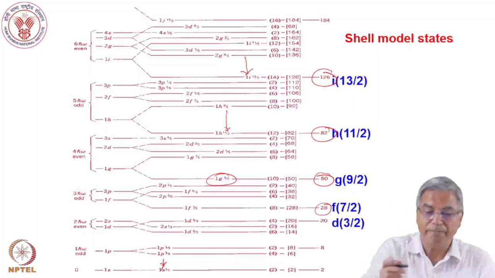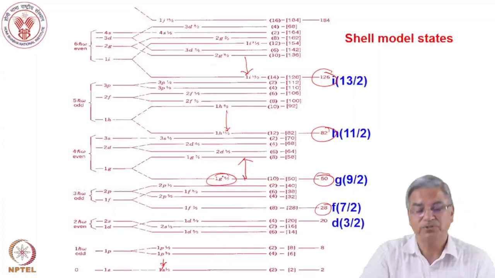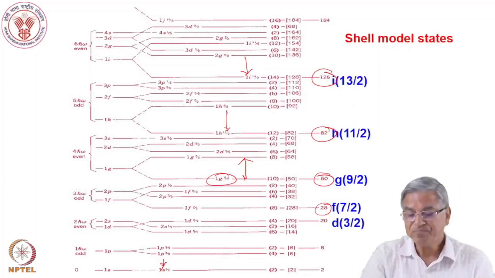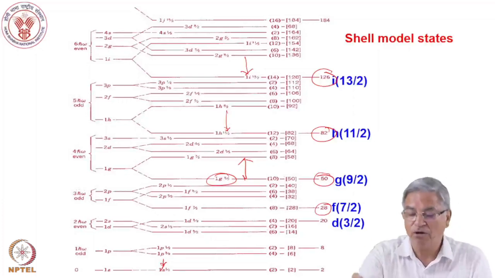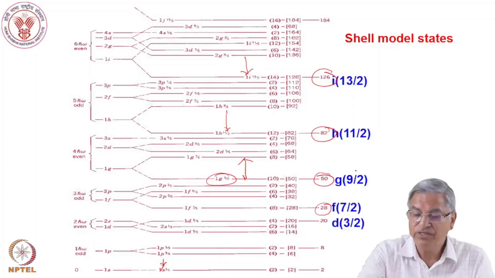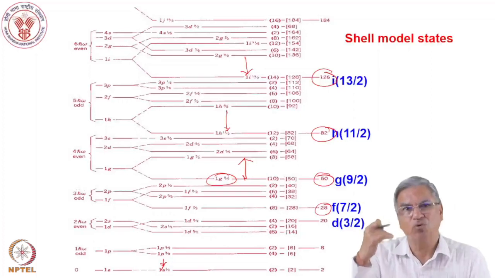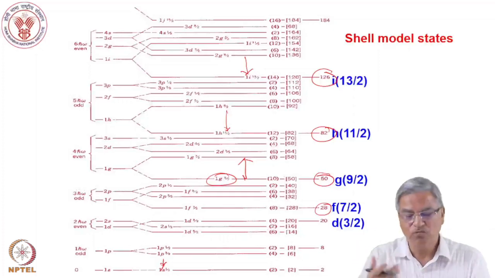You can see that, because of the gap between the L plus half and L minus half states for higher L values, the differences are rising. And because of that, we are able to explain the magic numbers in the nuclei. So the orbitals that are responsible for these magic numbers are the L plus half states of D, F, G, H, and I. So you can see that the L plus half state gets lowered, and then it bunches with the previous shell, and so you get the magic number.